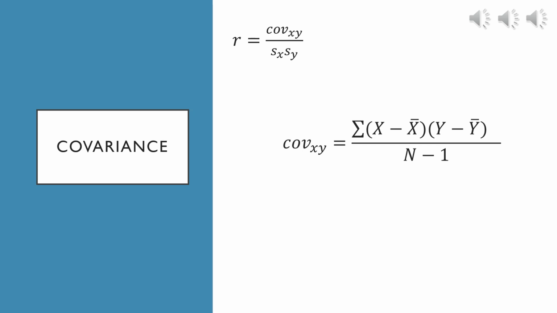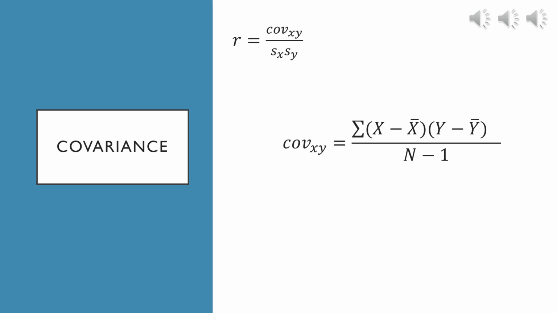So you take all of the x scores for whatever variable x is, and you subtract the mean from all of those individual people's scores. You do the same thing for the other variable, the y variable, and then you're going to multiply all those deviation scores for each individual person. So like the first person's deviation score on x times the first person's deviation score on y.